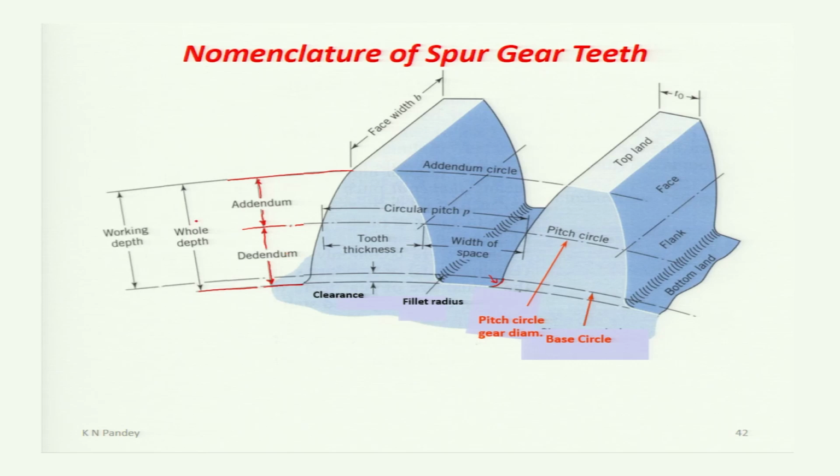And the depth or height of the gear tooth from the base circle to the addendum circle is called the working depth, because this is the depth which participates in transmission of power.